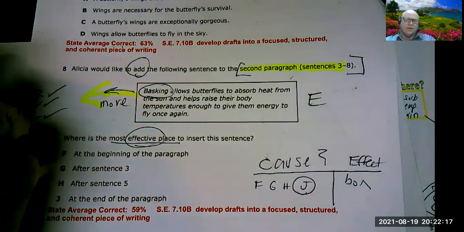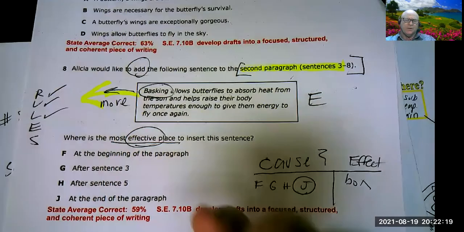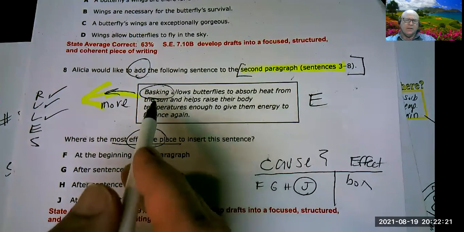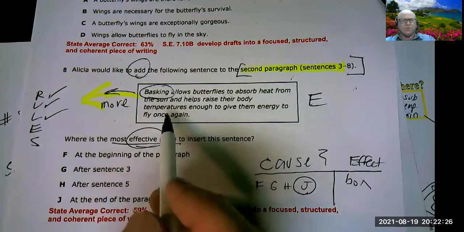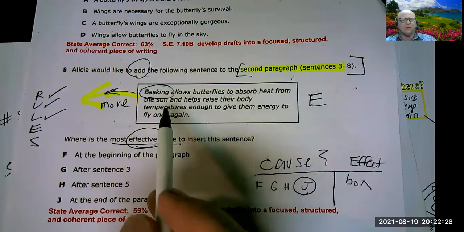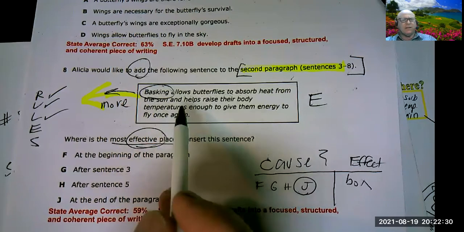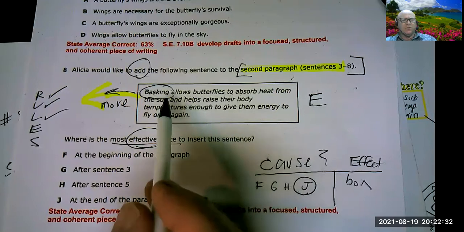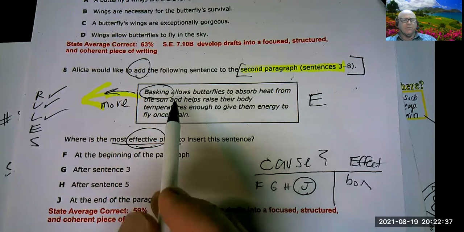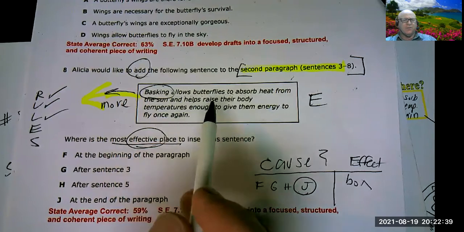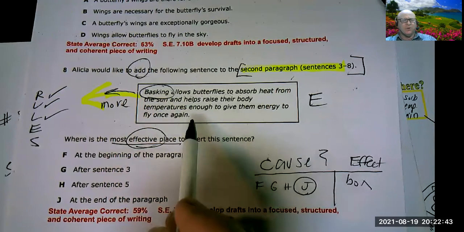So how can I practice editing grammar? By just verbalizing capitalization and punctuation when I see it. It takes an extra second. Watch. Capital basking allows butterflies to absorb heat from the sun and helps raise their body temperatures enough to give them energy to fly once again, period. That's called verbal, kinesthetic, or visual. Watch me, putting on my cap.